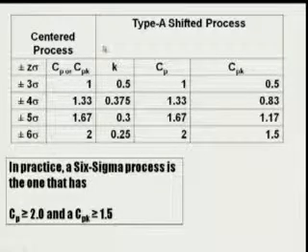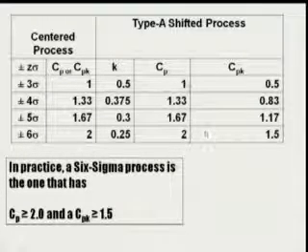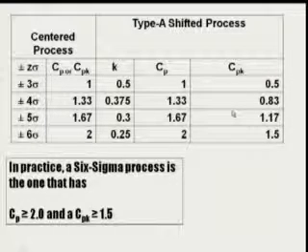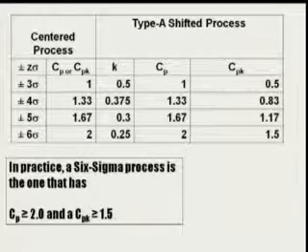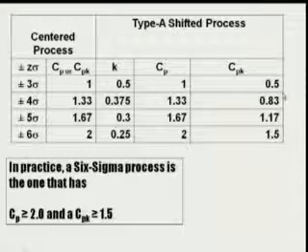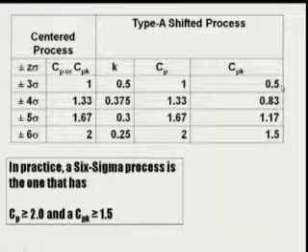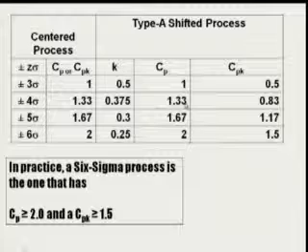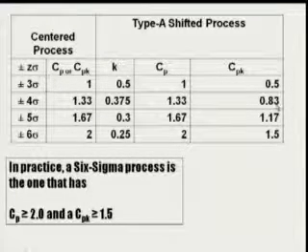When the process is shifted to the right or the left, that is a type A shift, we see that the CP and the CPK will be different, because now we have a target that's moving, not just a variation sidewise. As a result, for a 3 sigma process, the CP will be 1, but the CPK will be 0.5, which is less than 1. So that's undesirable, and that's a process that's out of control. Even for a 4 sigma, the CP will be good, 1.33, but the CPK will be less than 1.